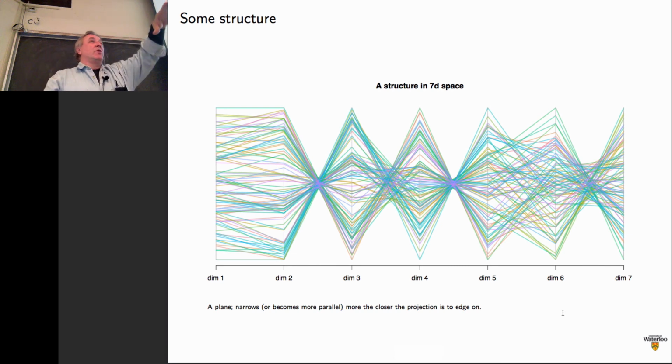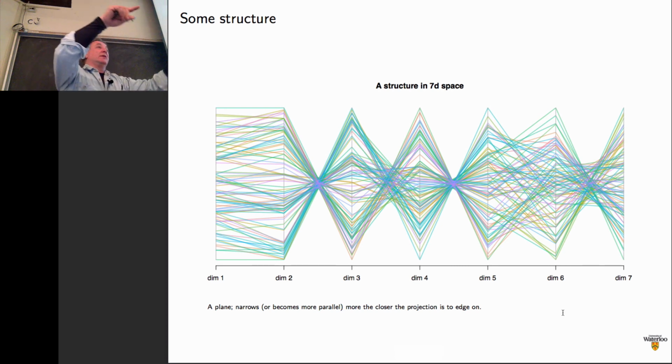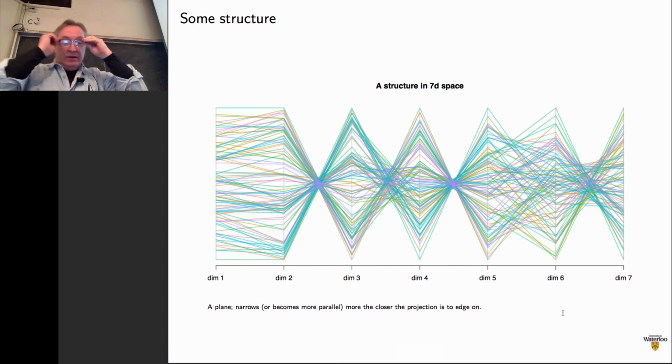Depending on its orientation, it may look like a diamond, which makes it look like near a line, some sort of correlation. If you see it edge on, it's definitely a line. If it's nearly edge on, it's near to a line, etc. So that's what you're seeing here: different views of this 2-dimensional square in 7D space.